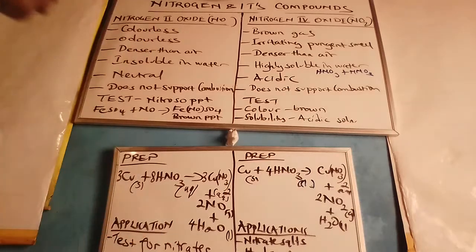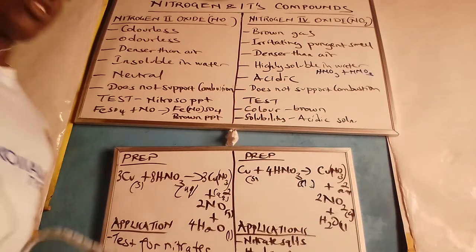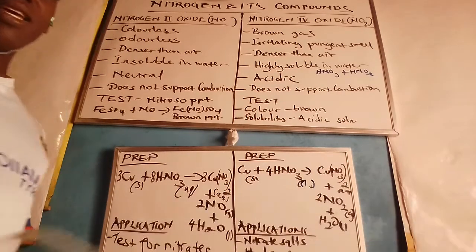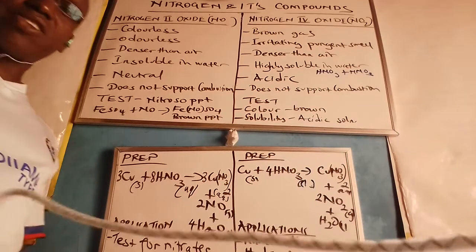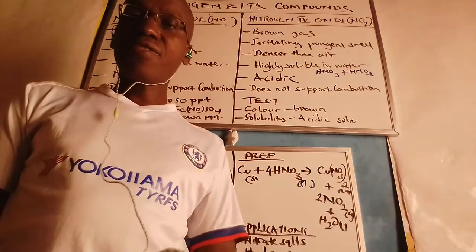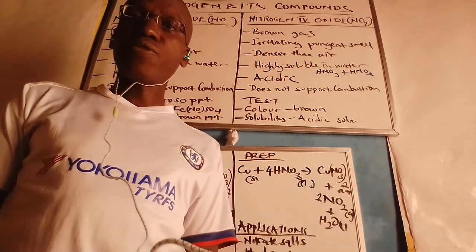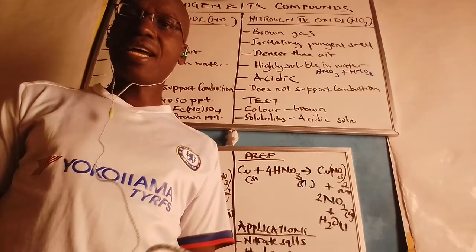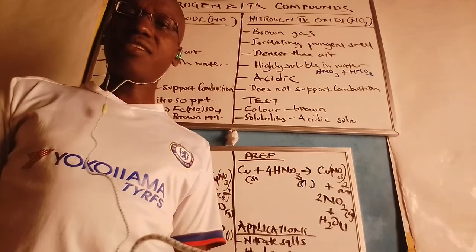Thank you. That is my description of the two oxides of nitrogen, namely nitrogen monoxide and nitrogen dioxide. In our next session, we are going to look at the physical and few chemical properties of ammonia gas and also the nitrogen tetroxide.